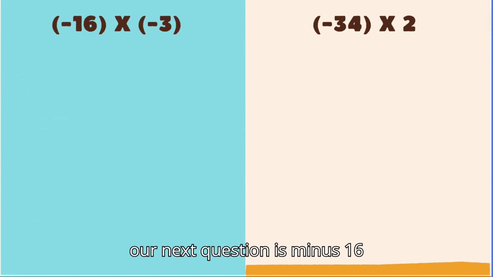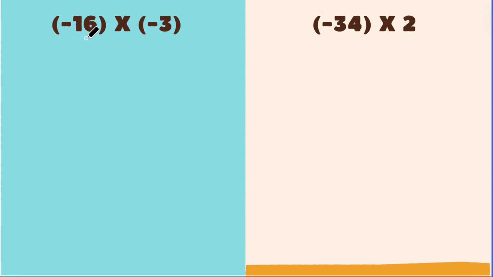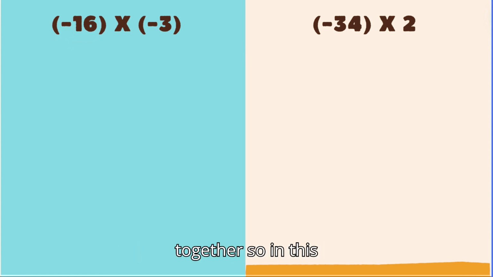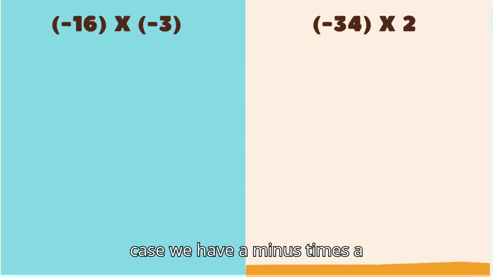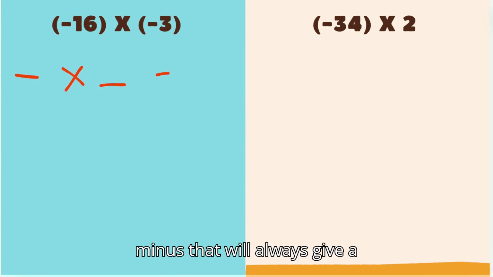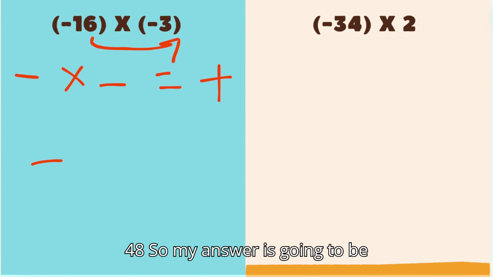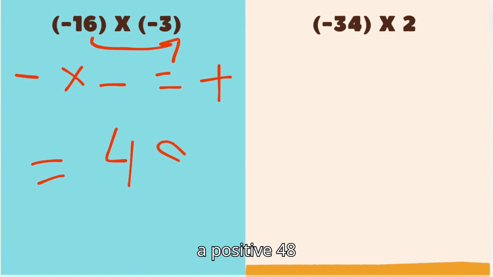Our next question is minus 16 multiplying by minus 3. Now we know that when we have two of the same signs that are multiplying together, in this case a minus times a minus, that will always give a positive. So now what I'm left with is 16 times 3. Now you're going to work out the answer for 16 times 3. That gives you 48. So my answer is going to be a positive 48.